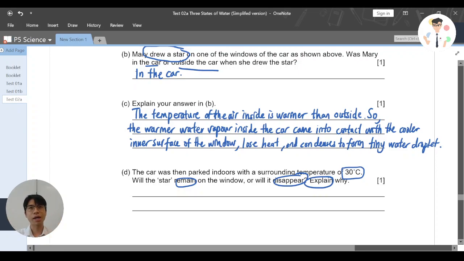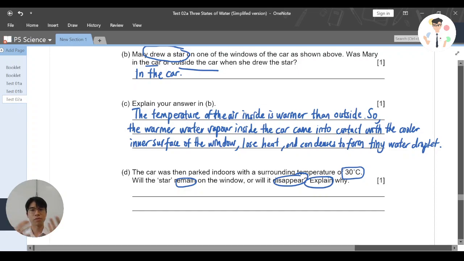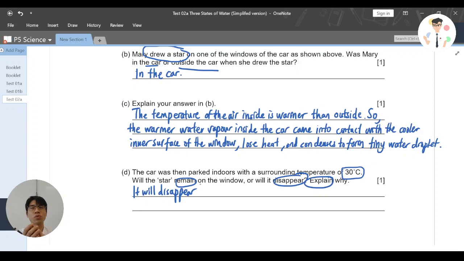So with that in mind, you know that the difference in temperature is not that big. When it's not that big, it is hard to fog up, because the difference in temperature is very near to each other. And they ask you, will it remain or disappear? Some of you say yes, no. You must answer remain or disappear. In this case, it will disappear. Why? Firstly, the temperature is too near to each other already, so there's no cooler surface to condense, because 25 and 30 is kind of a bit hot already.